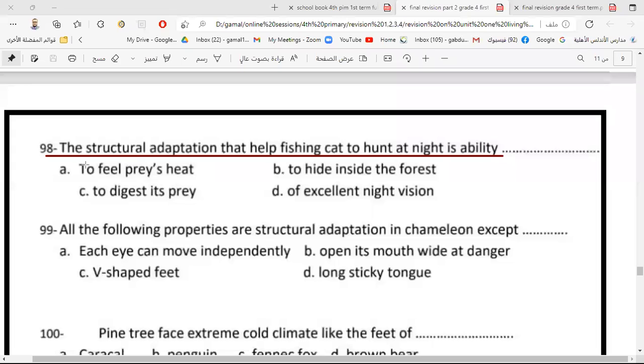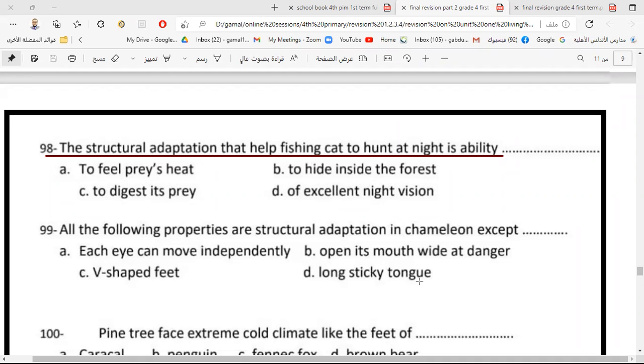The structural adaptation that helps the fishing cat to hunt at night is the ability to feel prey's heat, to hide inside the forest, to digest prey, or excellent night vision. It has a structural adaptation, especially in the eye. You remember?